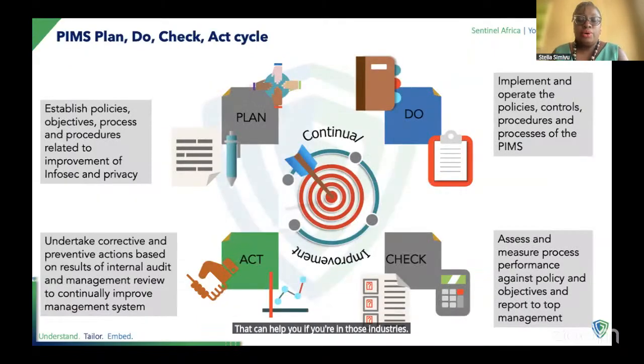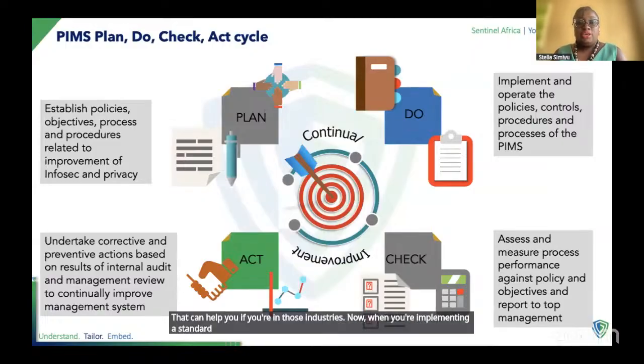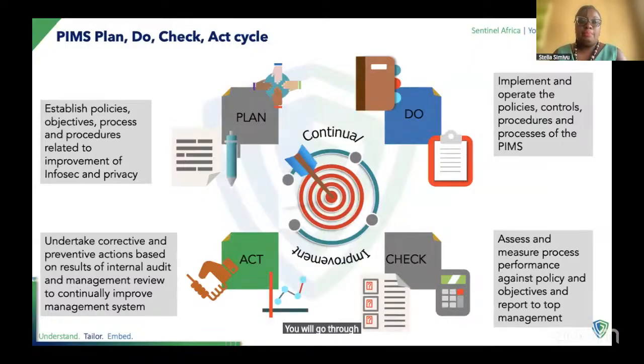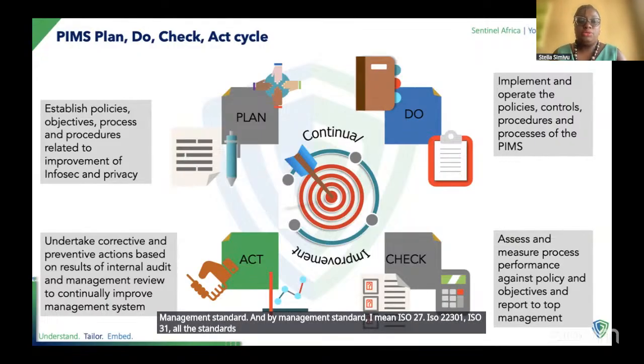Now, when you're implementing a standard, you will go through something called the PDCA, that is the Plan, Do, Check, Act cycle. So the Plan, Do, Check, Act cycle can be used to implement any management standard. And by management standard, I mean ISO 27001, ISO 22301, ISO 31000, all the standards go through what you call the Plan, Do, Check, Act cycle.